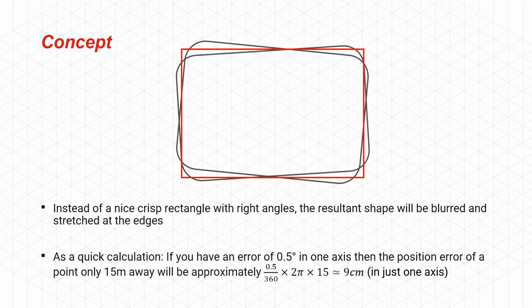As a quick calculation, you can expect about a 10 centimeter displacement in any points that you see 15 meters away if you have an error of just half a degree in one of the axes. That is, of course, quite significant. And if you imagine you are driving one way and you see this 10 centimeter displacement, and then you turn around and you survey the same object, that's going to be a 20 centimeter displacement for objects just 15 meters away.